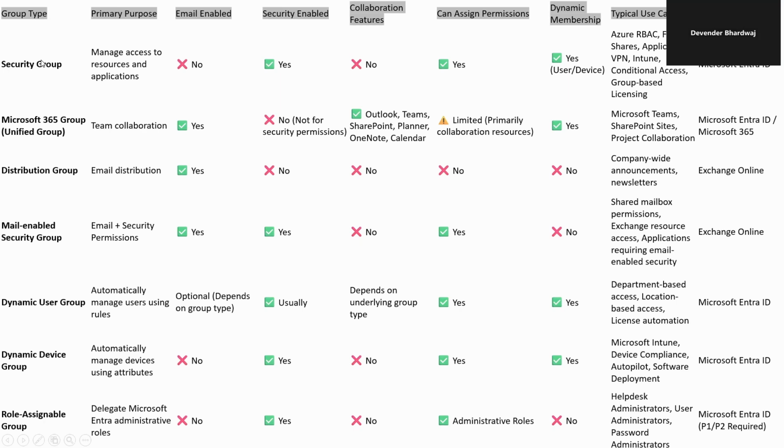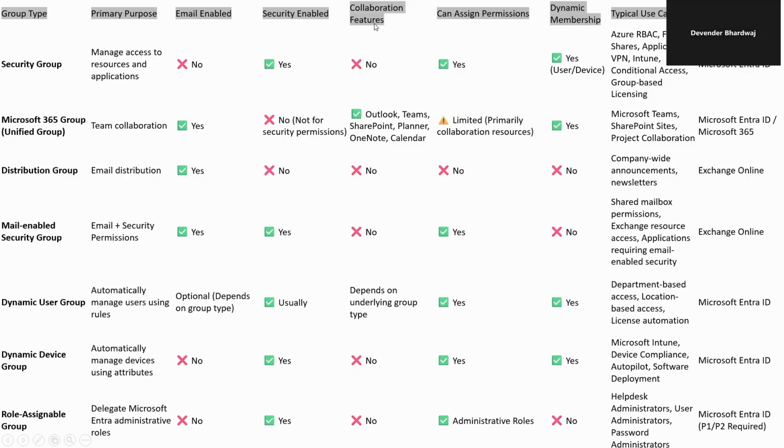So under the group type, you can see security groups, Microsoft 365 group, distribution group, mail-enabled security group, dynamic device group, role-assignable group. The purpose of security groups is to manage access to resources and applications. These are not mail-enabled groups. These are security-enabled groups.